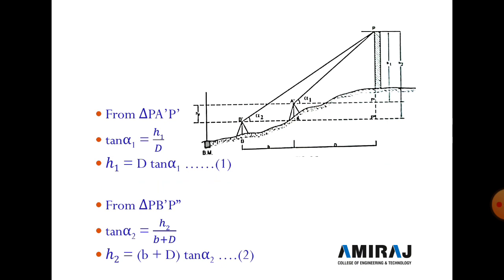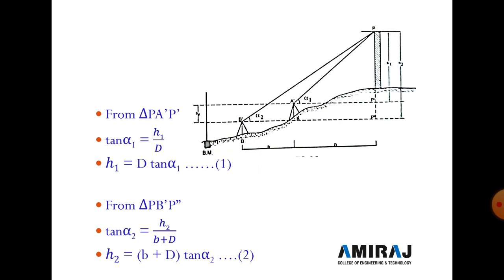Now let's we start with take a one by one triangle. So for a first instrument setup, so we take a triangle PA dash P dash. Clear? We take a this triangle PA dash P dash and angle is a alpha 1. Clear? So we apply the triangulation formula. Tan alpha 1 is equal to h1 divided by d. So h1 at here and d is the distance between this point. So h1 is equal to d tan alpha 1. So this one is the equation number 1.